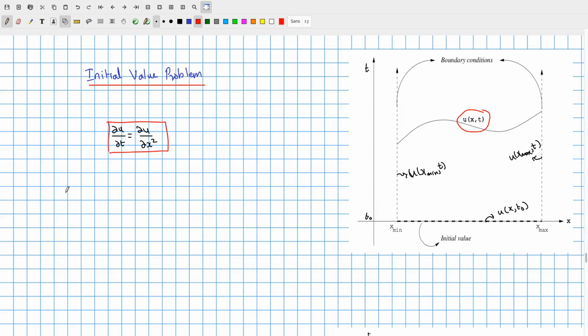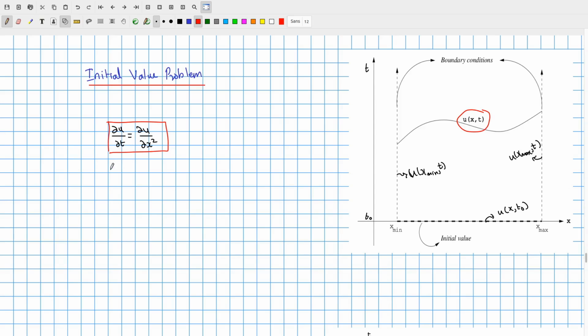So let us try to solve this initial value problem using the finite difference method. The first thing, of course, is we have to use the FTCS scheme. There is a time derivative, so we will use a forward difference, and for the space derivative, of course, this has to be a central difference scheme.